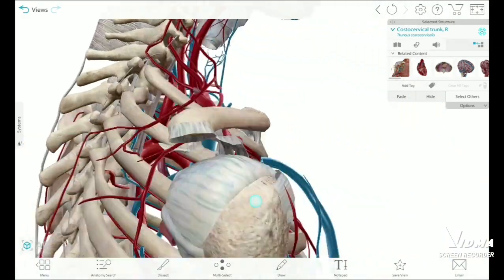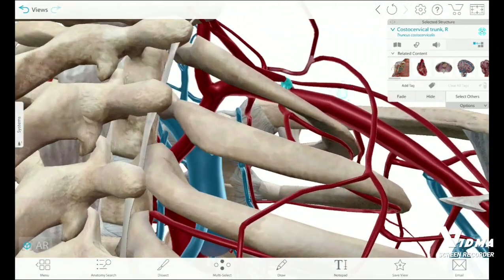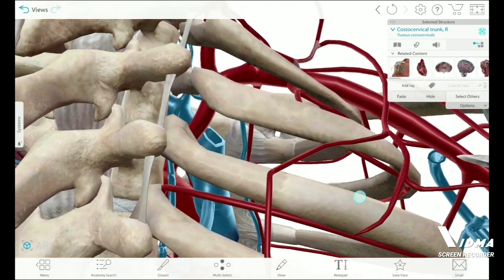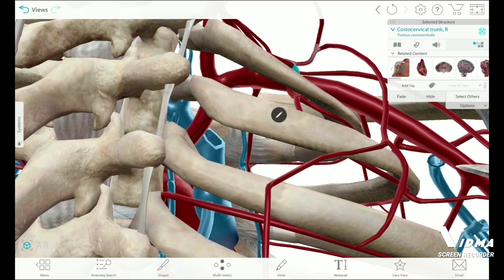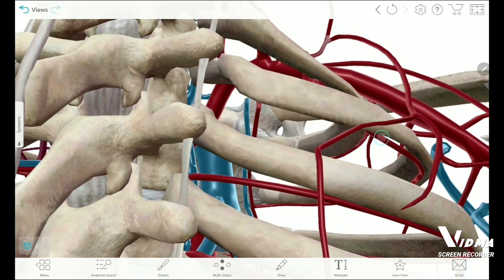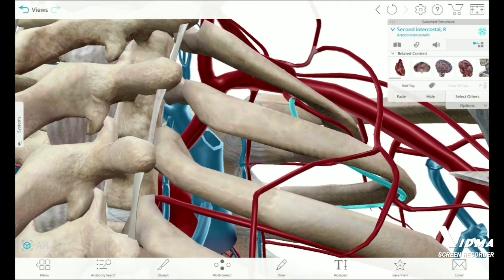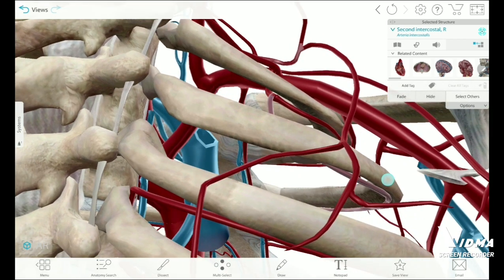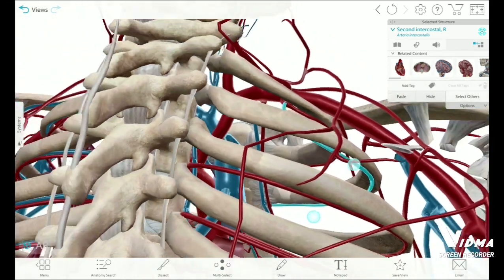Now the first two posterior intercostal arteries come from the costocervical trunk. So we can see that this is the first posterior intercostal artery. So the first posterior intercostal artery, we can see it clearly arising from the costocervical trunk, and this over here is the second posterior intercostal artery, and we can see it arising from the costocervical trunk as well.